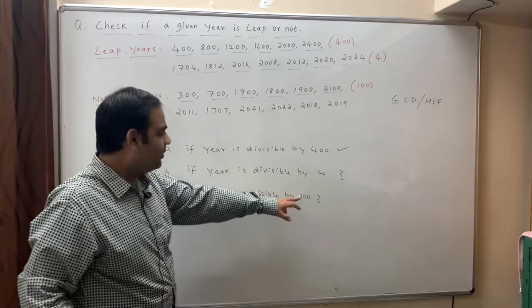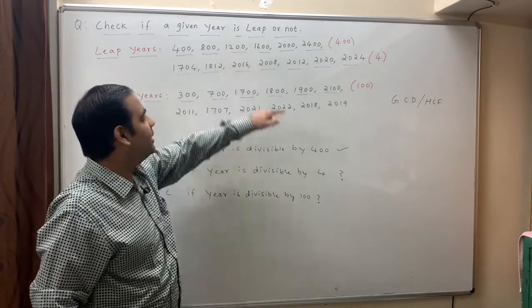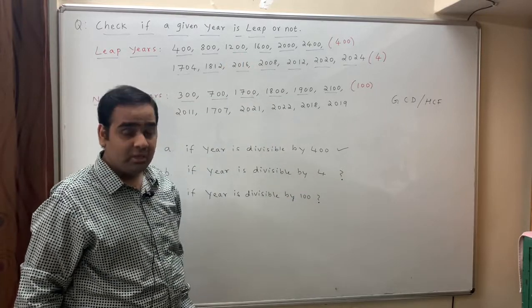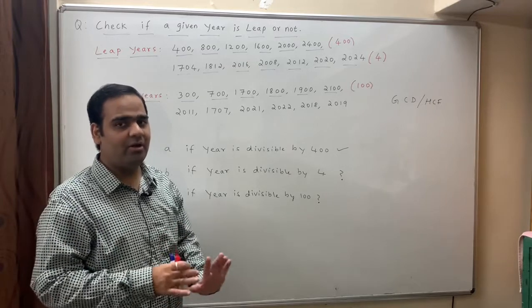Why do I say it may be a leap year? Because 1200 is also divisible by 100. Therefore, I say it may be a leap year or may not be a leap year.